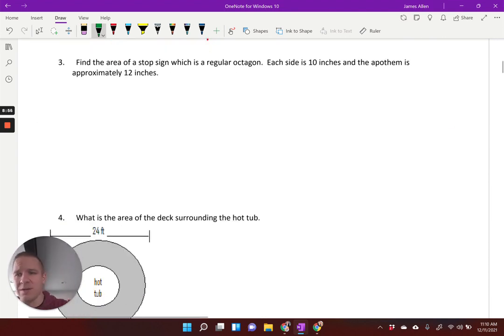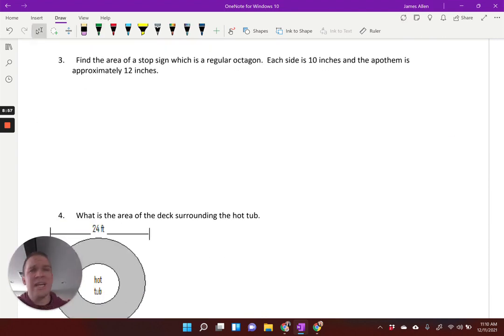Let's keep going here. Page 2. This is going to be a decent length video, I think, here. But hey, whatevs. All right. Find the area of a stop sign, which is a regular octagon. Each side is 10 inches, and the apothem is approximately 12 inches. I'm going to go ahead and check this out. Let's see if it works.